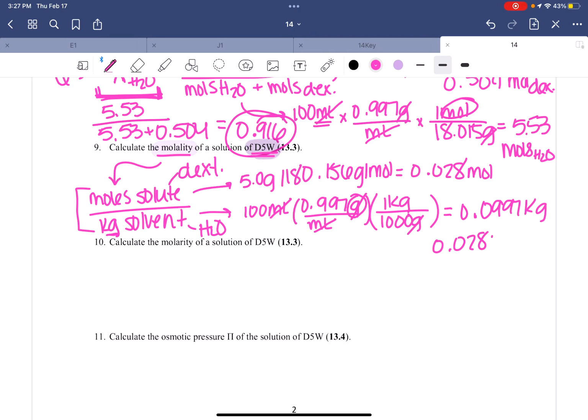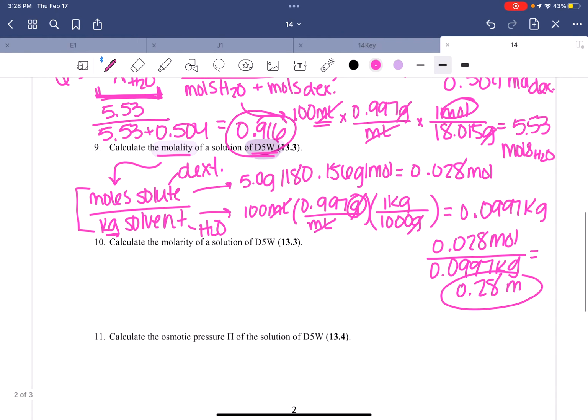So then if we go back to our molality formula, we're going to take the moles that we calculated and divide it by the kilograms that we calculated. That turns out to be 0.28. The way that we write molality is a lowercase m. So that's question number 9.